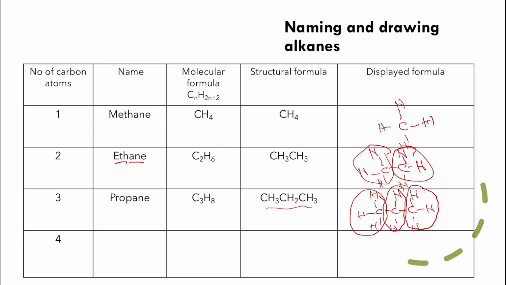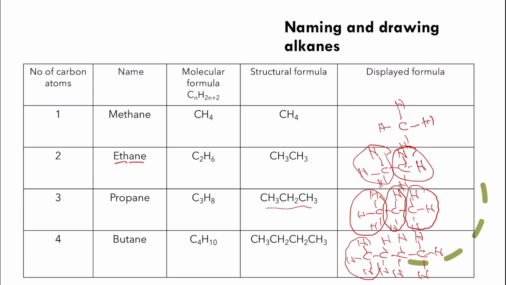If we have four carbon atoms, the name is butane, molecular formula C4H10, and then when we draw the displayed formula, we need to draw all the carbon atoms in one chain attached to each other, and then complete the number of hydrogen atoms for each carbon atom. So it has a maximum of four bonds. So as you can see here, the structural formula is CH3, CH2, CH2, and CH3.